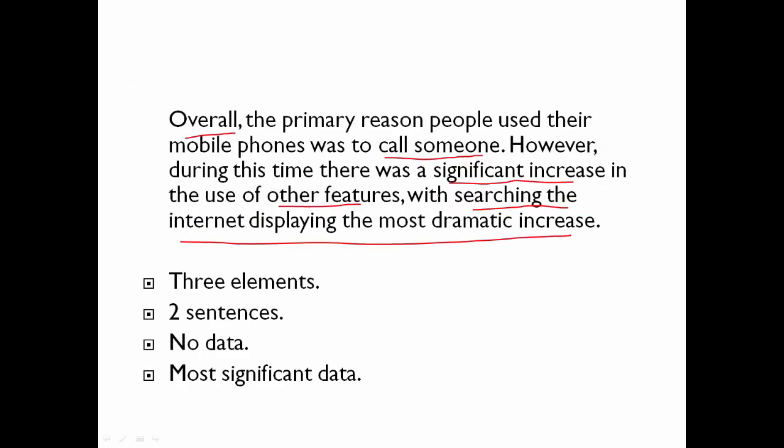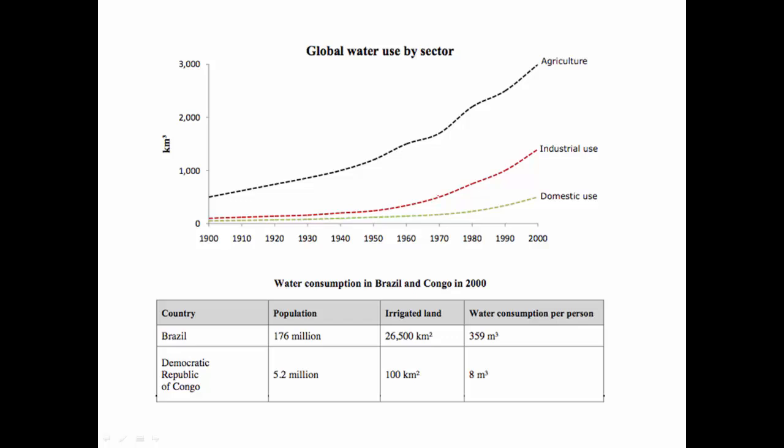So if you get a table with lots and lots of data, or you get a graph, a line graph or a bar chart with lots and lots of data, just stay calm, read the title, look at what the different things represent, and pick out the 3 most significant things, or the 4 most significant things. Now here we're going to look at when we have 2 different graphs. So here we have a line graph and here we have a table.